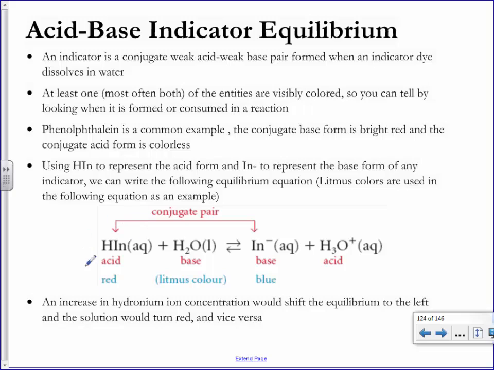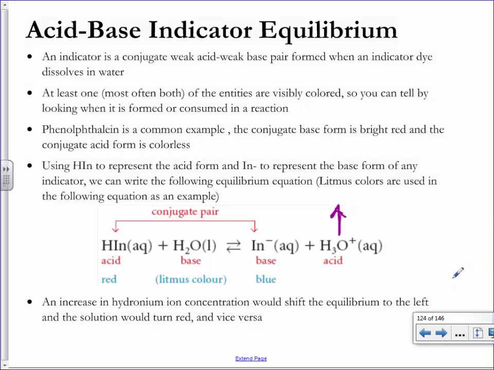This side might be, say, red, and this side might be blue. Or it just depends on whatever colors it is. It could be yellow and it could be green. I don't know what the colors have to be. But what ends up happening is, let's say you put this in an acid. Well, if you put this in an acid, what ends up happening is it ups this concentration right here.